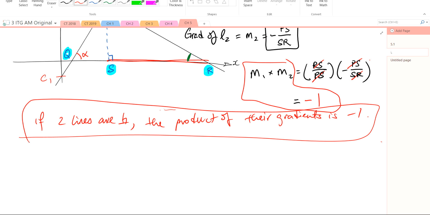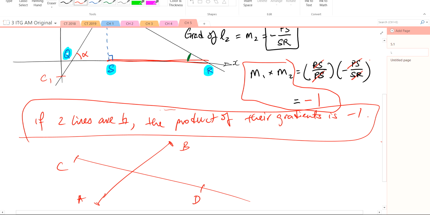I recorded. Yes? If you say bisect, is it perpendicular also? If they say line 1 bisects line 2, it's also considered perpendicular, right? A, B, C, D. This is bisecting. Do they look perpendicular? No. Then it doesn't mean that.